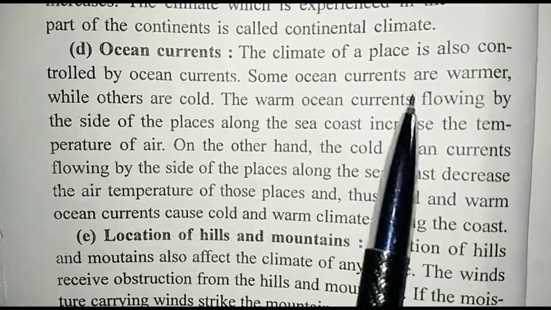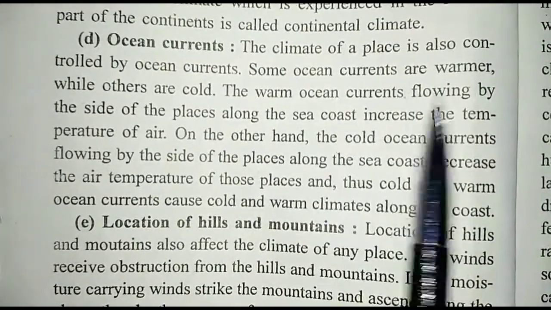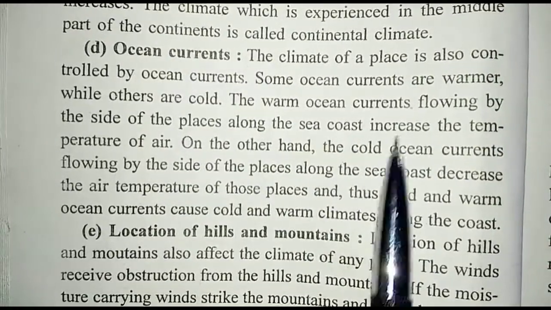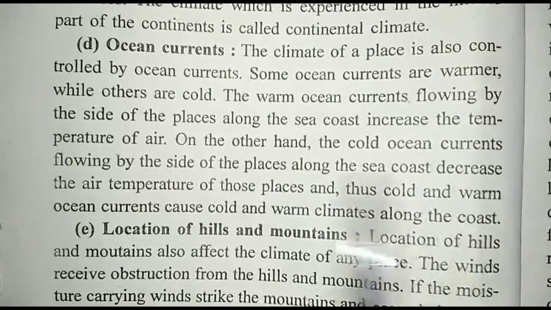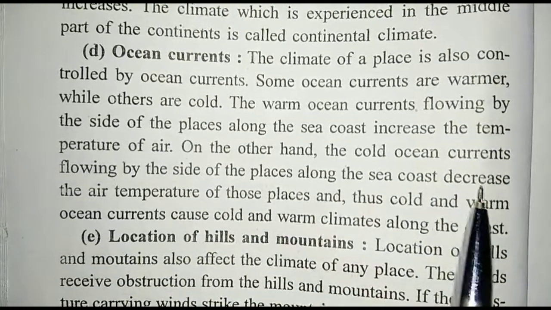Some ocean currents are warmer and some are cold. When the warm ocean currents flow by the side of the places along the sea coast, then temperature increases. But when the cold ocean currents flow by the side of the places along the sea coast, then temperature decreases.